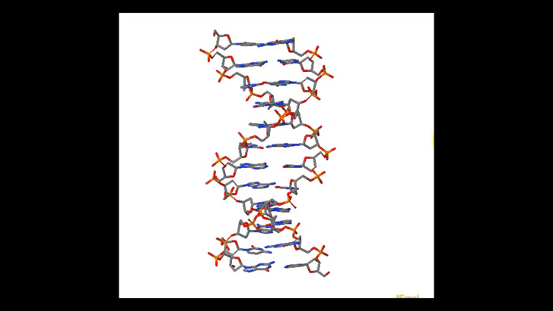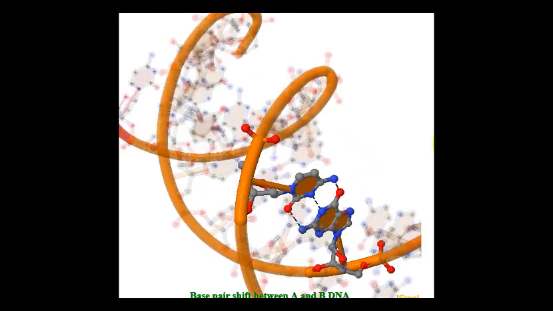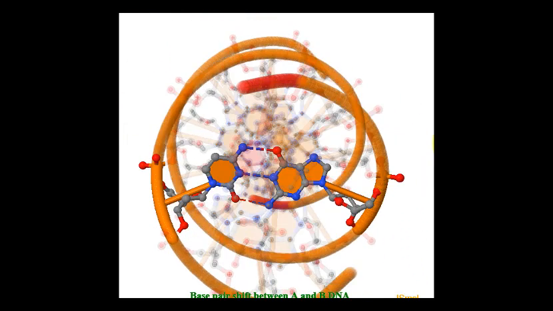Let's see the whole DNA from its top view. Now you can see the DNA from the top, this bDNA from the top. You can see this base is placed at the center. Okay. Now let's see what happens in aDNA.